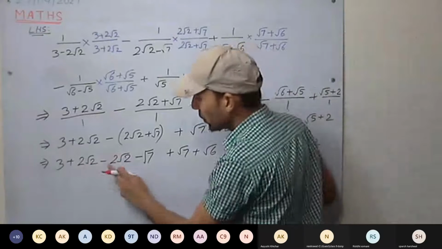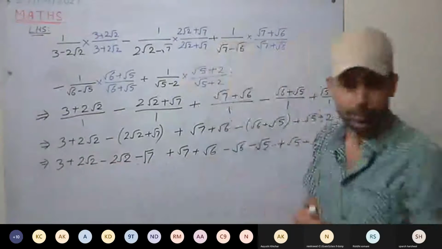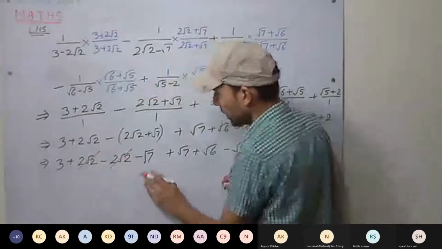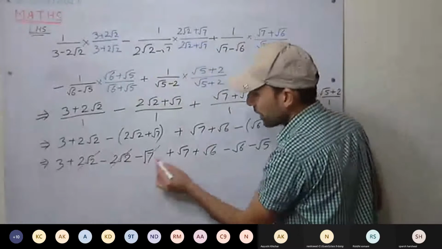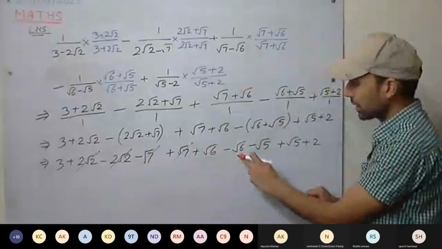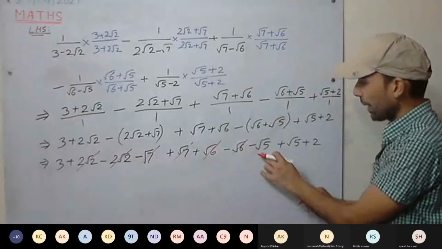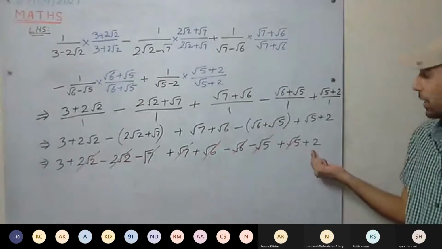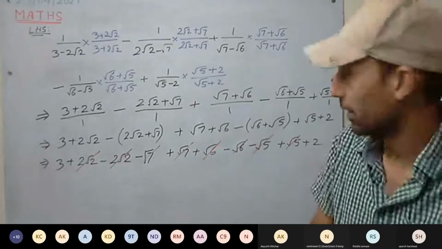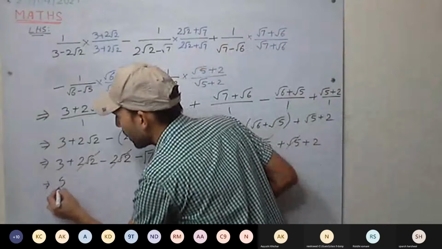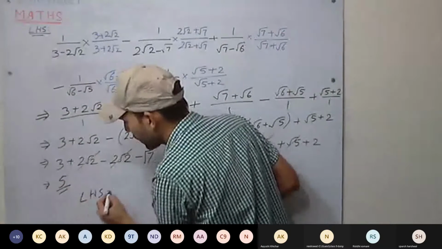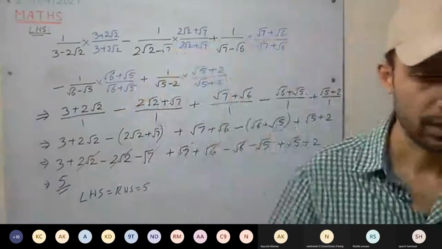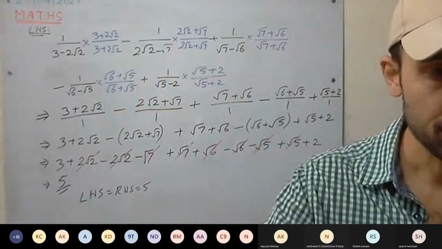Plus 2 root 2 minus 2 root 2, 0. Minus 2 root 7 plus 2 root 7, again 0. Root 6 minus root 6, 0. Minus root 5 plus root 5, 0. What is remaining? 3 plus 2, that is how much? 5. So left hand side equals right hand side equals 5. Hence shown. Understood? Any doubt?